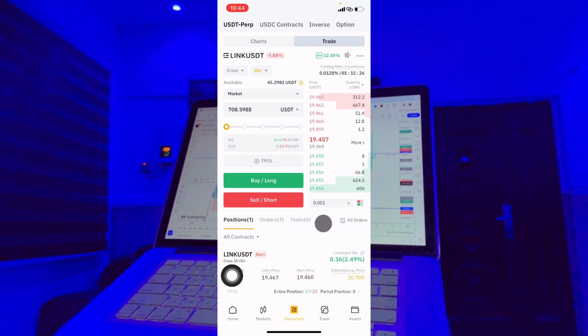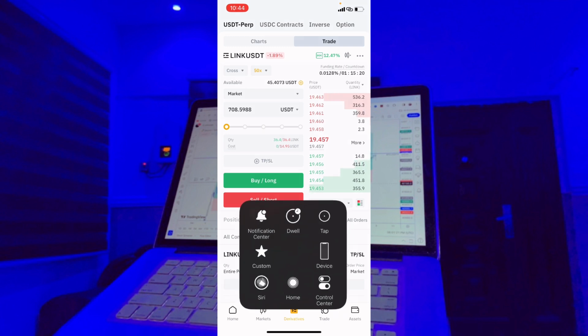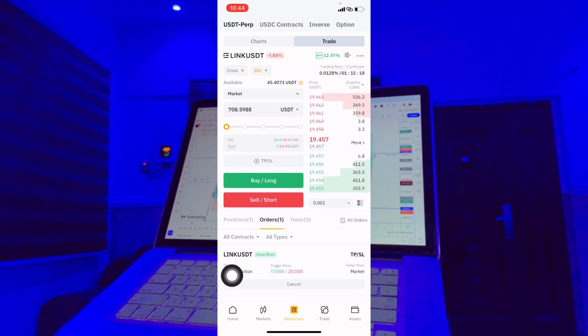So I've just added my stop loss and take profit. If I go to the orders section, we have something we call the trigger price. So the trigger price shows your stop loss and take profit.